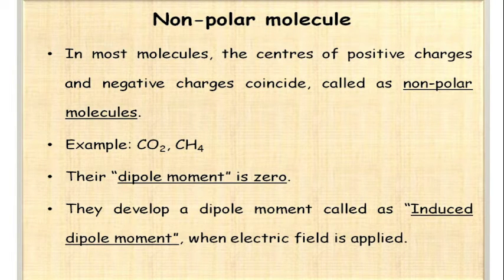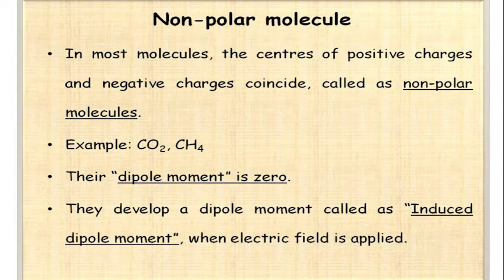See, dipole moment is the measure of net molecular polarity. So, by knowing the dipole moment, we can know which molecule is polar and which molecule is nonpolar. Then what are the nonpolar molecules? In most molecules, the centers of positive charges and negative charges coincide, called nonpolar molecules. For example, CO2, carbon dioxide, CH4, etc. Their dipole moment is 0.